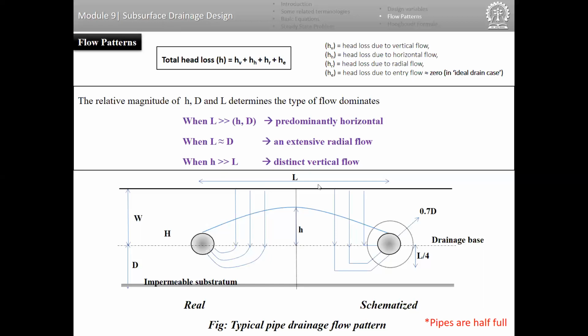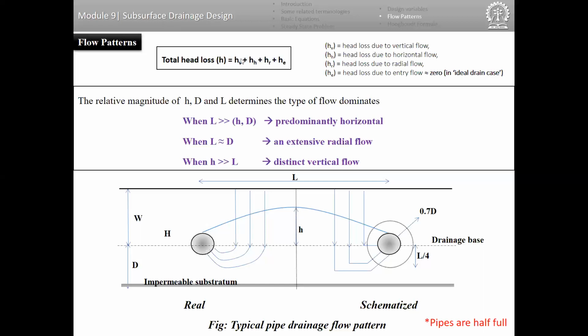So the total head loss, which is denoted by h. From this point to this point, you see that the head is getting lost. So this is your zero head, and this head is equal to small h. So the total head loss h may be visualized as being made up of different components.